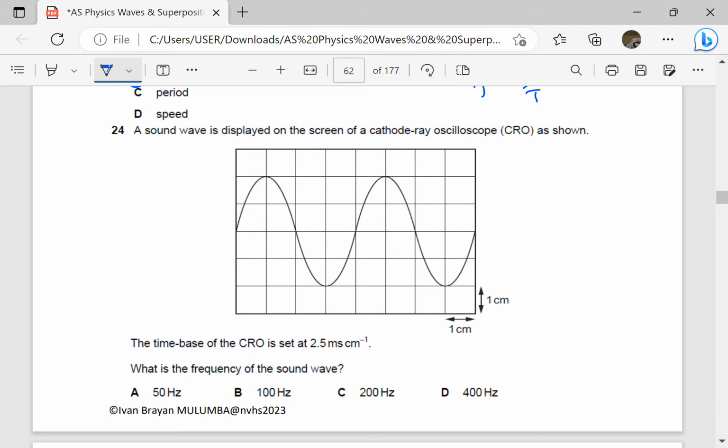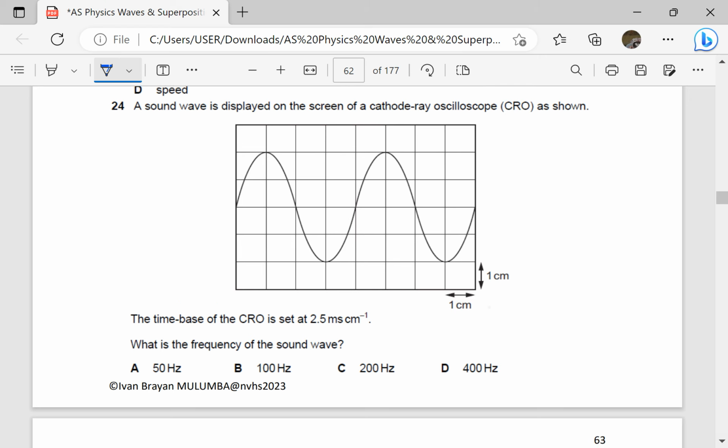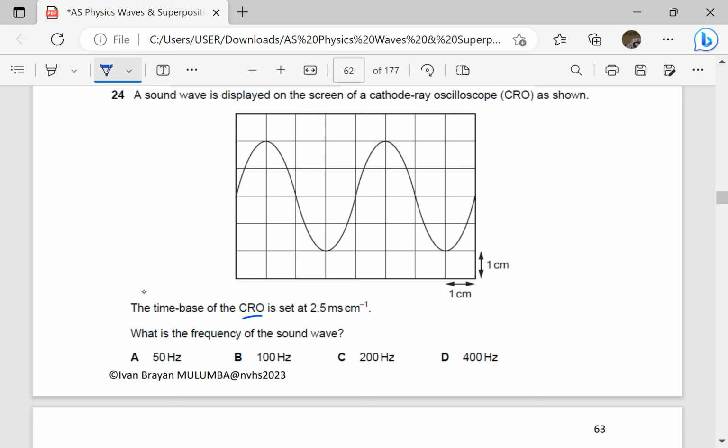A sound wave is displayed on the screen of a cathode ray oscilloscope as shown here. The time base of the CRO is 2.5 milliseconds per centimeter.